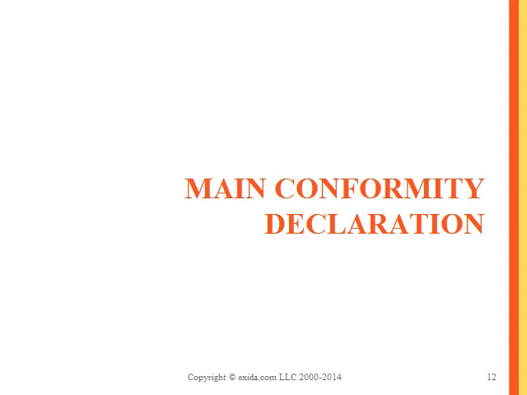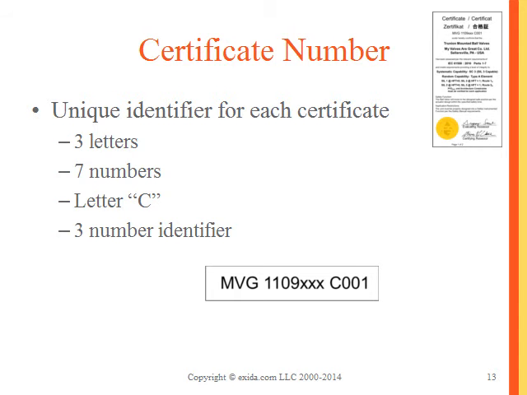The second part, the main conformity declaration, that's where most of the meat is of the certificate. At the top of the certificate, you'll find the unique identifier, a 3-letter combination followed by 7 numbers, the letter C for certificate, and a 3-number identifier. The first 3 letters and 7 numbers could be the same for several certificates for the same manufacturer. When we evaluate the same product line, the 3-number identifier will then be the unique certificate ID for each of the products that were certified.